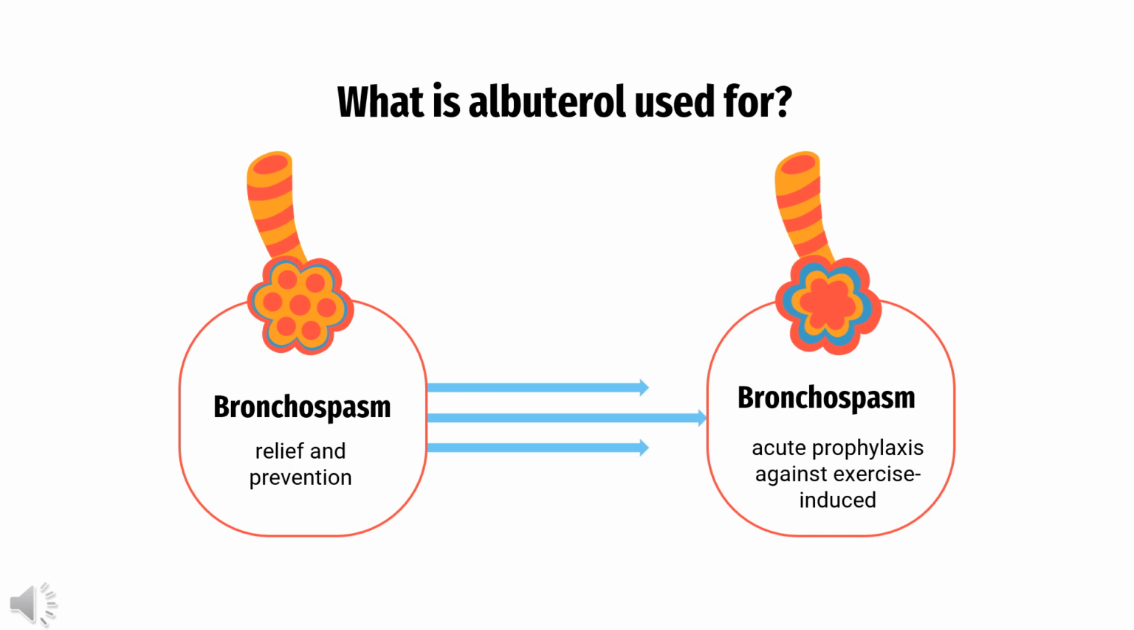What is albuterol used for? Salbutamol is indicated for 1. the symptomatic relief and prevention of bronchospasm due to bronchial asthma, chronic bronchitis, reversible obstructive airway disease, and other chronic bronchopulmonary disorders in which bronchospasm is a complicating factor, and/or 2. the acute prophylaxis against exercise-induced bronchospasm and other stimuli known to induce bronchospasm.